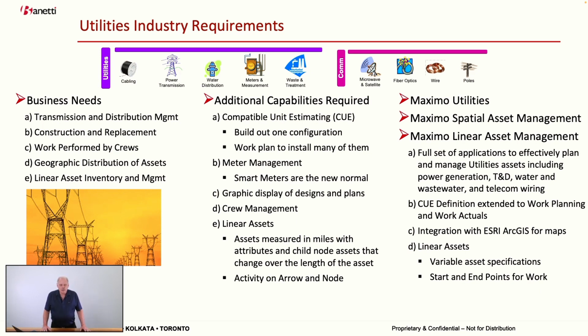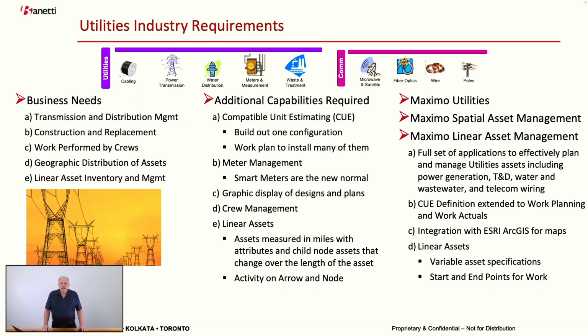So the T&D focus of our utilities industry solution is really focused on construction and replacement, a lot more emphasis on work crews instead of work individuals, significant requirements around the geographic distribution of assets. Some of our utilities customers have thousands of miles of lines, be pipelines or electric lines, that need to be managed and monitored, and being able to see that on a map is very critical. And we also get into some of the linear asset management where the asset may have capabilities and features that change over the distance of the asset, and the asset might be 100 miles long.